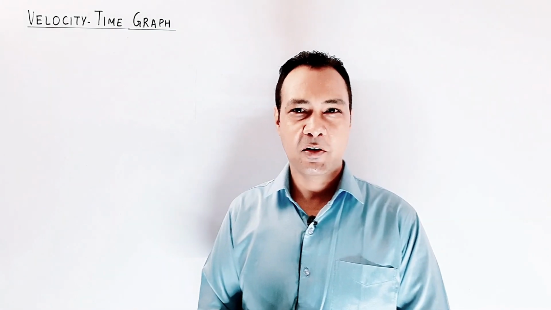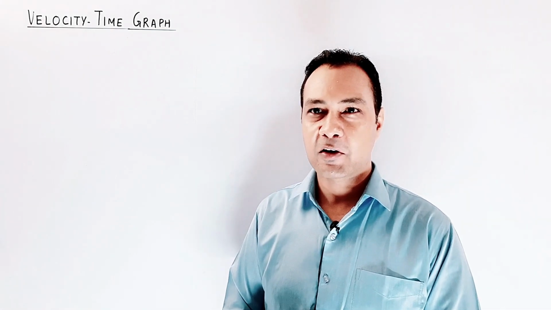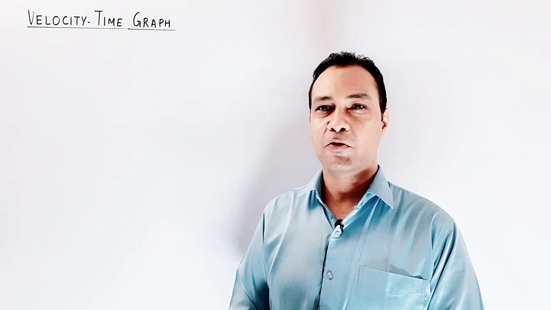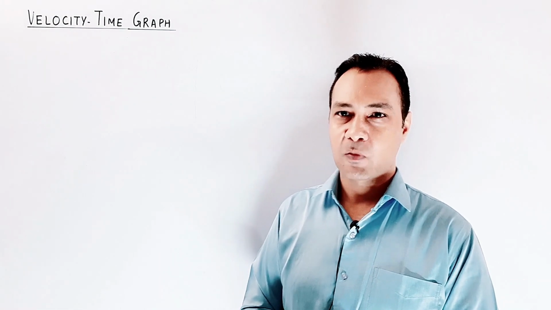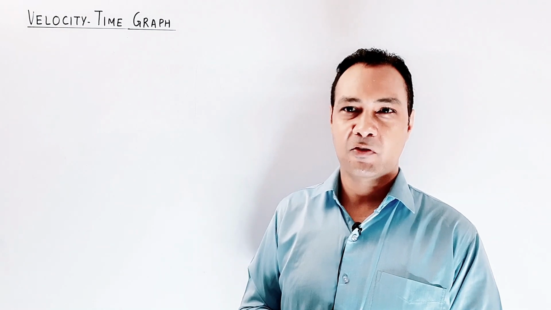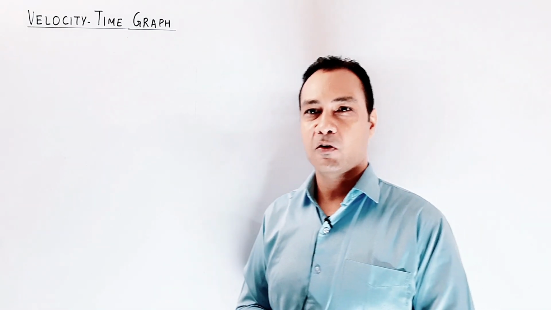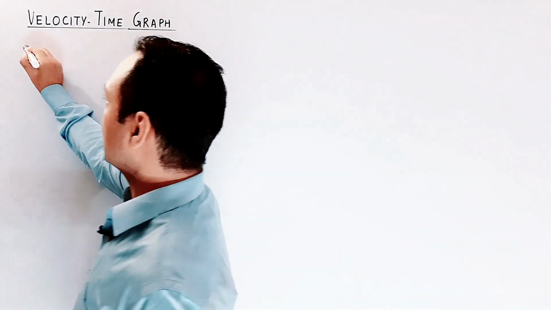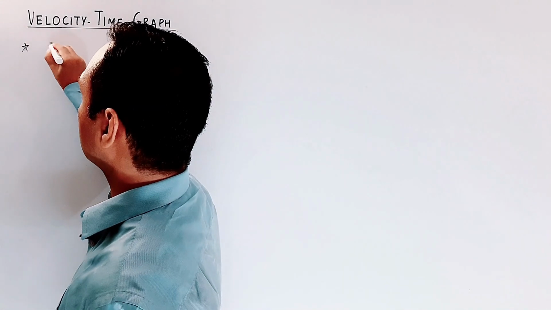The first important thing is the slope of the velocity-time graph. The slope of the velocity-time graph is the acceleration, dv by dt. So from the slope we can get to know what the acceleration is, whether it is uniform, whether it is increasing or decreasing. So I can write that the slope.